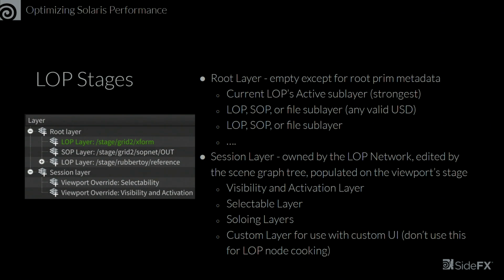And then you've got your session layer. So when you're working in a LOP network, your session layer is empty, and it should stay empty. The session layers are only used by the viewport. They should be set by the scene graph tree and other custom UI widgets only. And the reason for that is that they're actually owned by the LOP network, not by any particular LOP node. So when you move from LOP node to LOP node, there's nowhere to store this information. We're not tracking it. But we do have a set of well-defined sublayers of the session layer for storing specific pieces of information. One of them is this custom layer. And so if you want to write a custom UI that only affects the viewport, then you can make use of that custom session layer. But if you're writing LOP nodes, don't touch them.